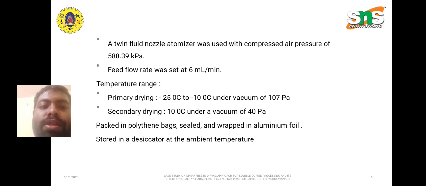There are two temperature ranges, one for primary drying and the second for secondary drying. In primary drying, the temperature range is about minus 25 to minus 10 degrees Celsius under a vacuum of 107 pascals. The secondary drying is at 10 degrees Celsius under a vacuum of 40 pascals. After that, it is packed in polyethylene bags, sealed and wrapped in aluminum foil. Later, it is stored in a desiccator at ambient temperature, that is, room temperature.